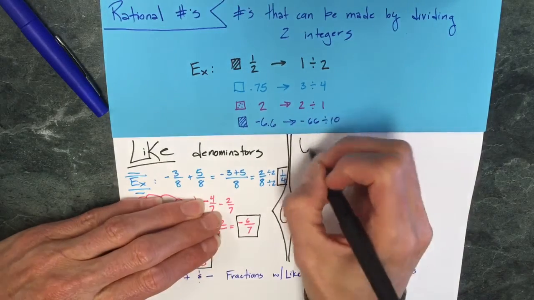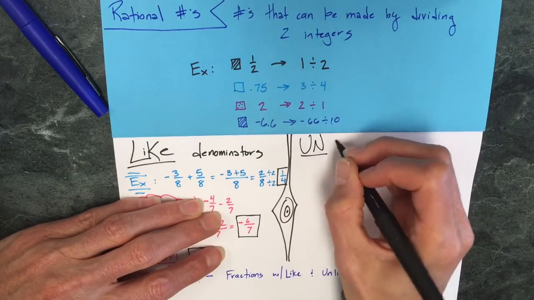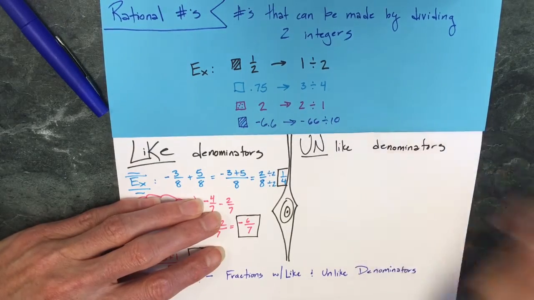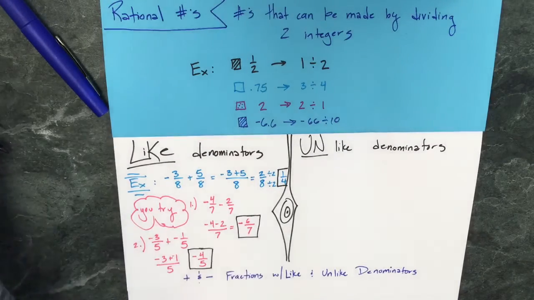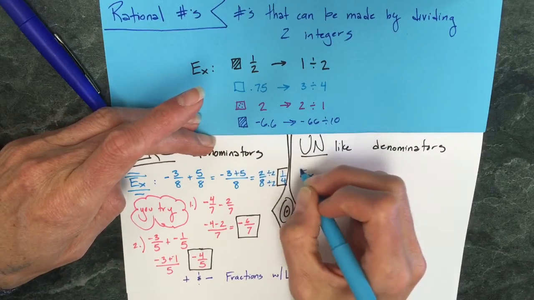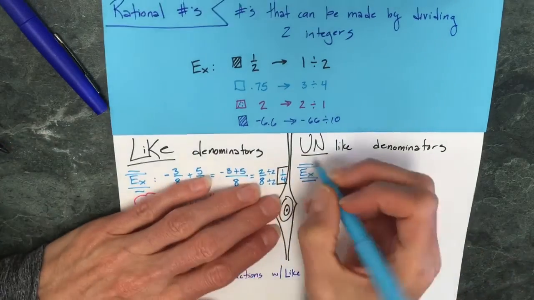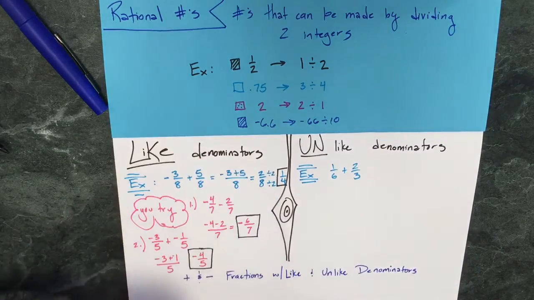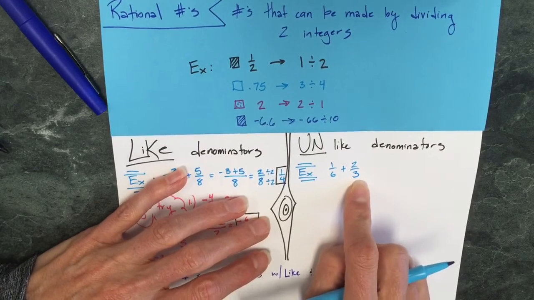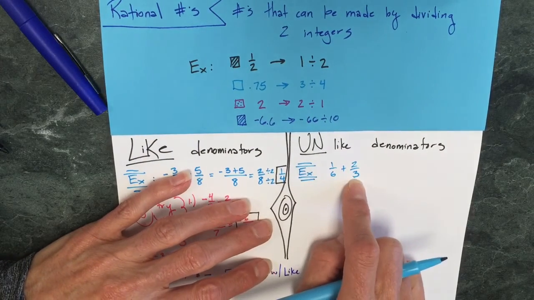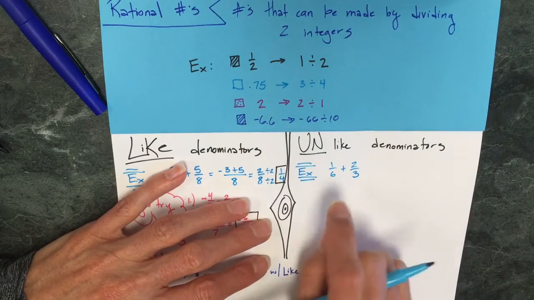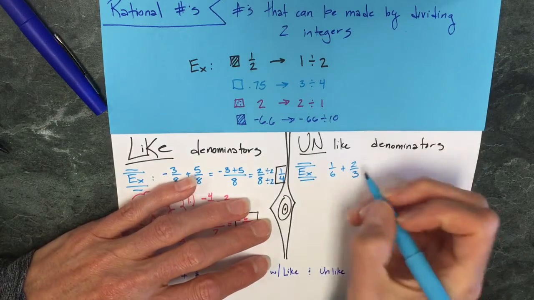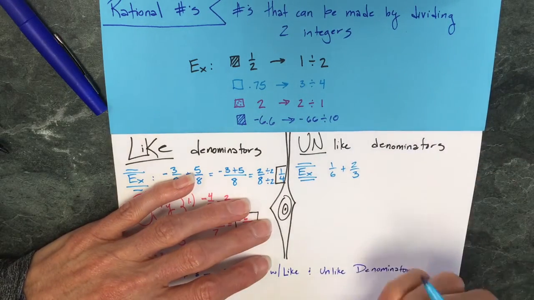Our unlike denominators, you just have to do one extra step. Unlike denominators. Over here, an example. We have 1/6 plus 2/3. So now we've got different size fractions. This one's cut into 6 parts and this one's cut into 3 parts. Then to combine fractions, we need to have the same number of parts that it's divided into. So we can change our denominator so that they're cut into the same number of parts.